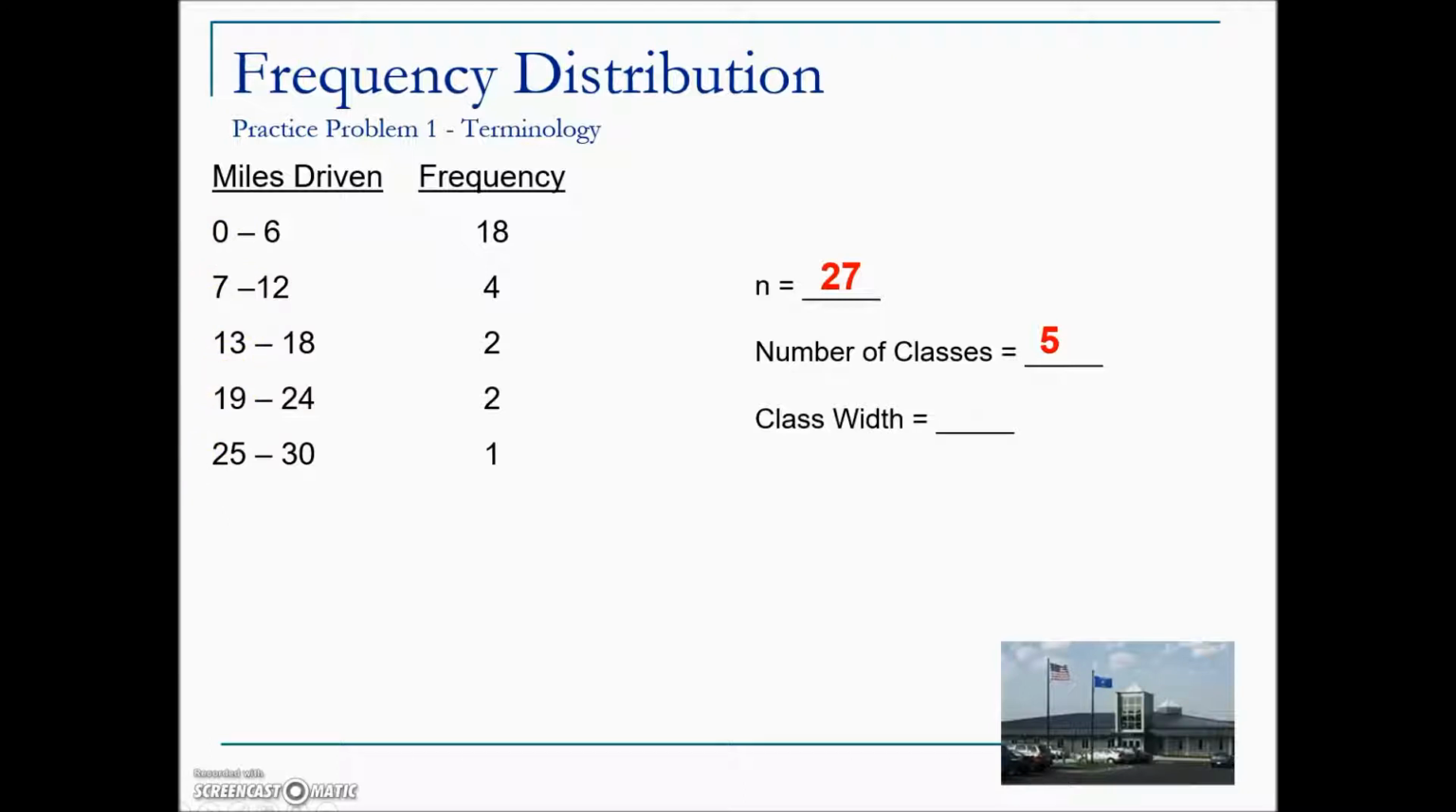And then for class width, if you recall, we take any interval, and in this case, starting at the top one is probably the easiest. 6 minus 0 gives us a class width of 6. In the next class interval, if you take 12 minus 7, you do get 5, but you're not counting that 7. So we need to add 1 onto that. If you count 7, 8, 9, 10, 11, 12, there are 6 numbers in that interval.